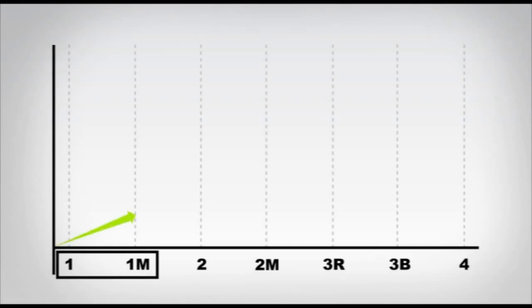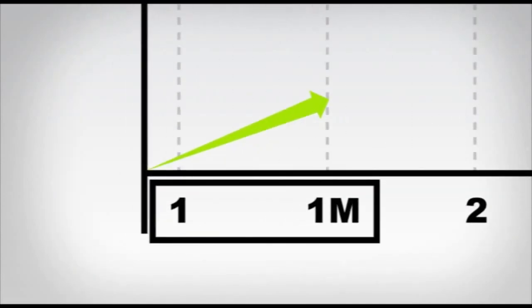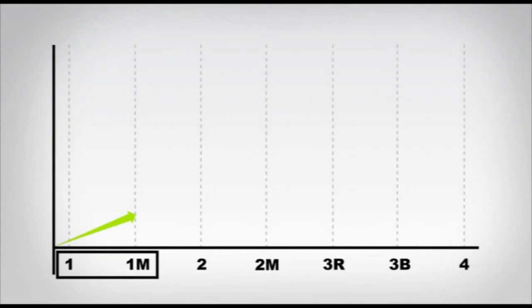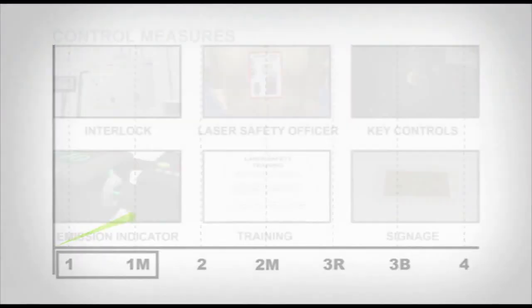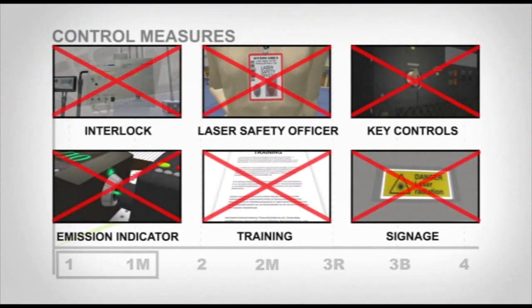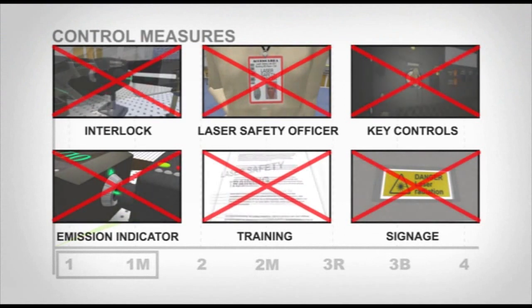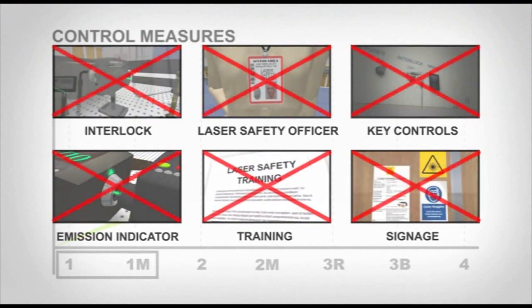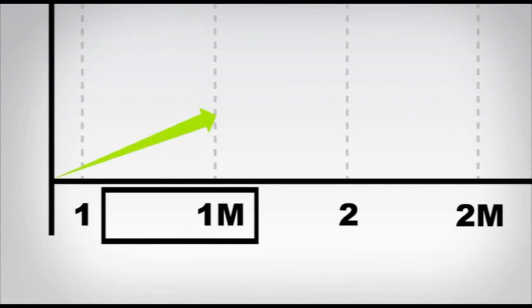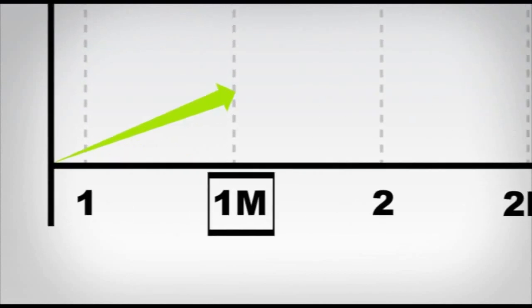Class 1 is the safest classification of a laser under the IEC 60825-1 standard. Lasers within this class can be either visible or invisible. No signs, training, goggles or laser safety officers are needed as control measures for this class. Class 1M lasers are just as safe as Class 1 for the naked eye.